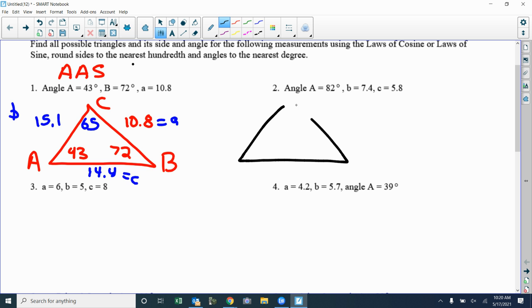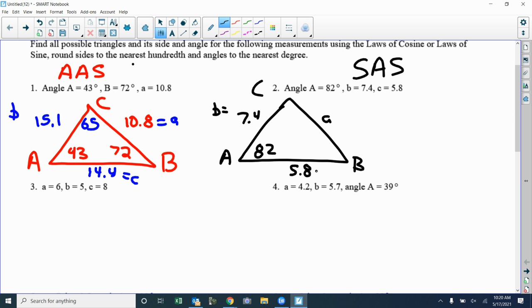Am I going to use the same diagram? Yeah, it just keeps it simple and keeps things consistent. A is 82, across from B 7.4, across from C 5.8. Okay, so this is side, angle, side. The only thing I can solve for here is side A. This is side little b over here, this is little c.